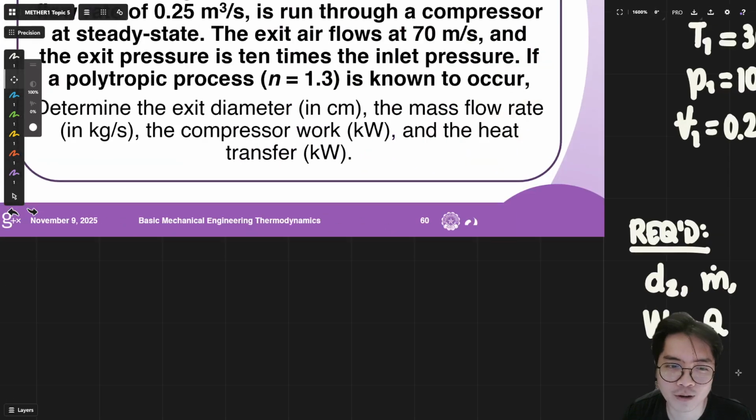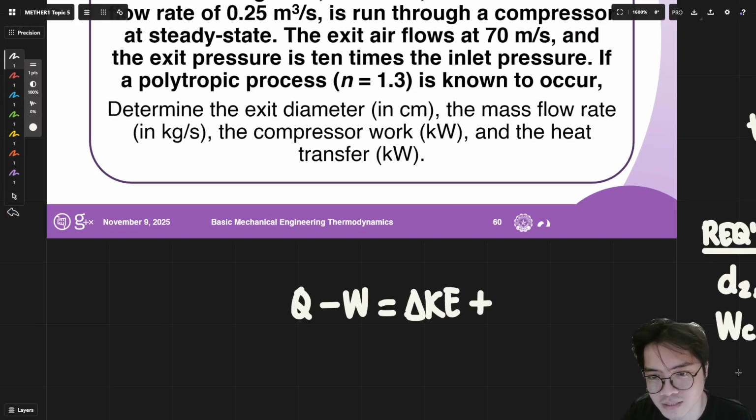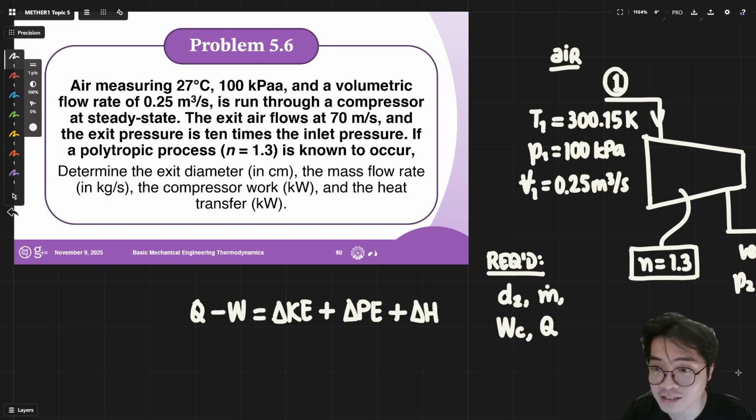Because, okay, let's just write it down: Q minus W equals delta KE plus delta PE plus delta H. Because ideally this should have been isentropic. You could have canceled Q before. You could have canceled KE and PE as well. But the thing is, two of the things in here you can no longer cancel.